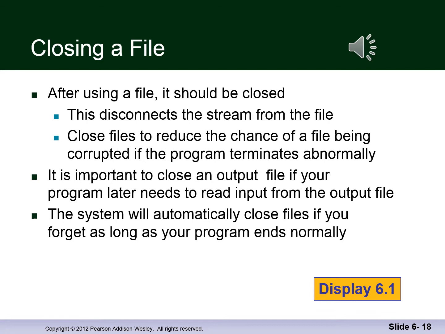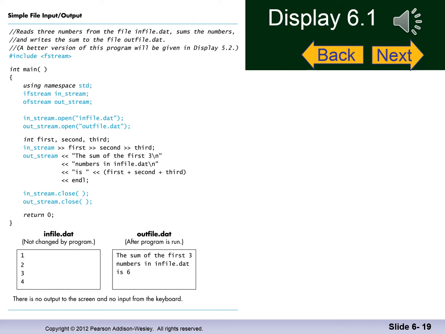Here we have display 6.1 from your textbook. Very simple program where we're declaring an input file stream named instream, an output file stream named outstream. We are connecting those input file stream and output file stream variables to files named infile.dat for the input file stream, see that in the open statement, and outfile.dat.